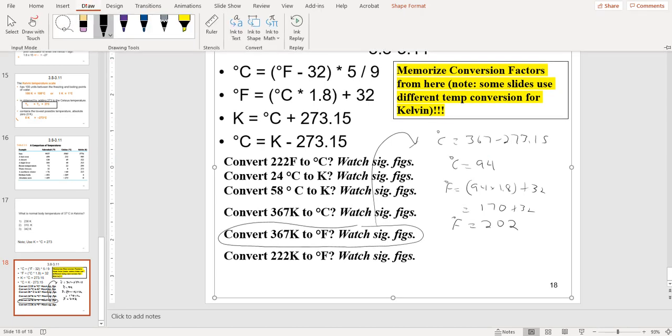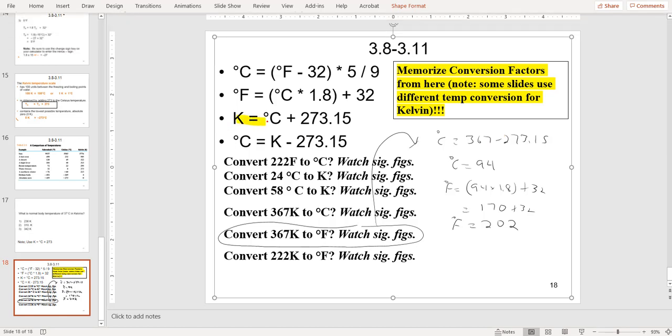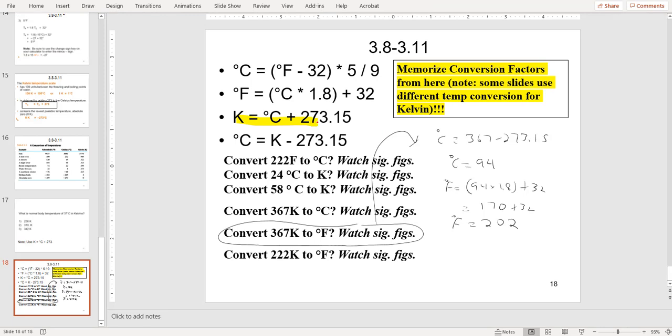First thing, we need to convert from Kelvin to Celsius. So I have to use the bottom one. Keep in mind that the starting value has no decimal places, so your intermediate value should have no decimal places for the Celsius. You then have to plug it in.